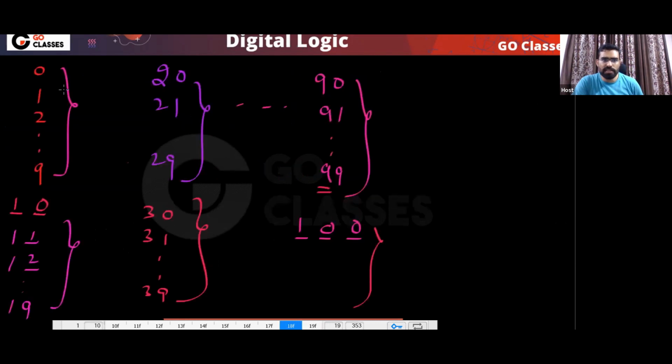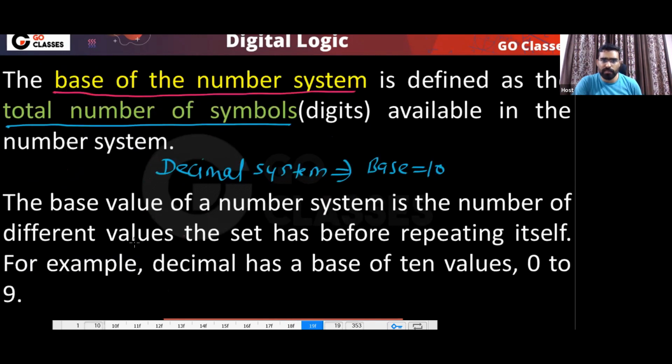Okay, so these are the symbols. Now they will repeat themselves. Yes or no? Can you notice they will repeat themselves? Now you repeat them. So this is the idea of base. Base means how many different values you have before you repeat yourself. So that is the idea.